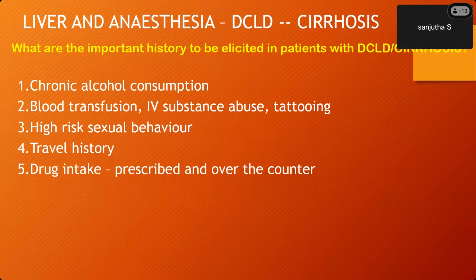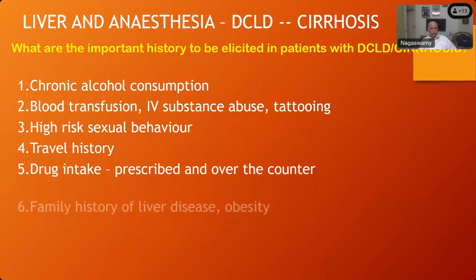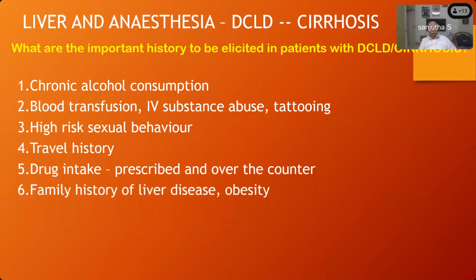Any other treatment-based drug intake given for a chronic condition, inoperable conditions? TB drugs or chemotherapeutic agents. Okay, even though they are given to treat the patient, they can cause this problem. And whether the patient has any family history of liver disease, or obesity and lack of proper nutrition.